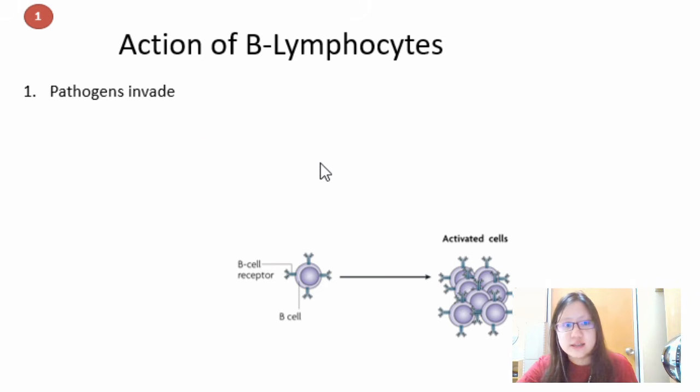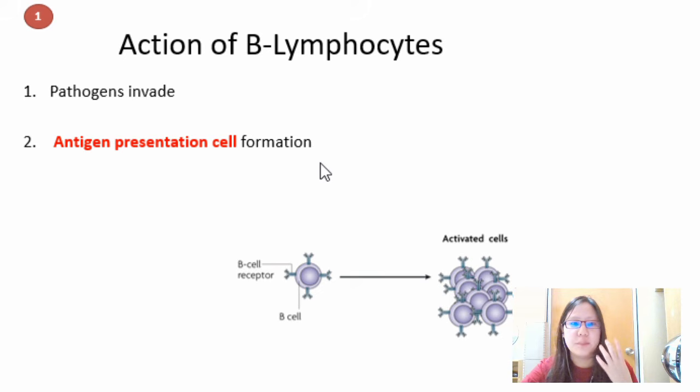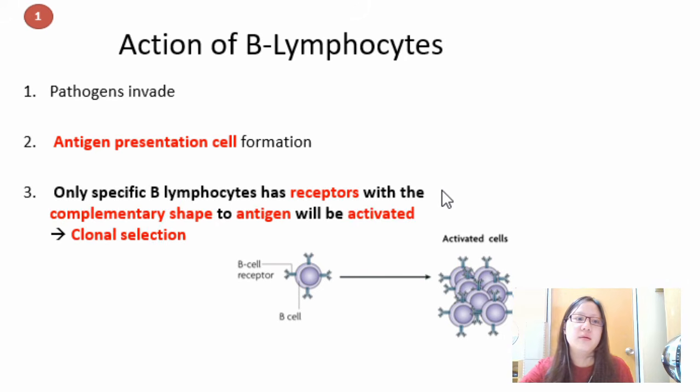What will happen first is that the antigen presenting cell will form. So this could be a phagocyte, maybe a macrophage, engulfs the pathogen and presents the antigen to the B lymphocytes. Okay. Only the specific B lymphocytes that have receptors with the complementary shape to that particular antigen will be activated. Because there are many types of B lymphocytes, right? Only this specific special task force will be activated.